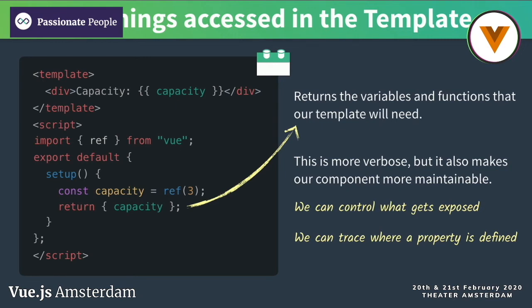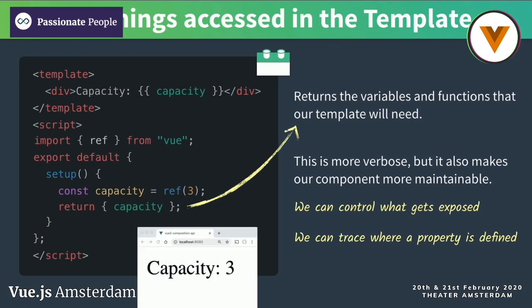So where is a property defined? Where is it getting defined? Our code becomes a lot more traceable. All right, so now we've done it. So now we have capacity 3. We're up to where we were before.